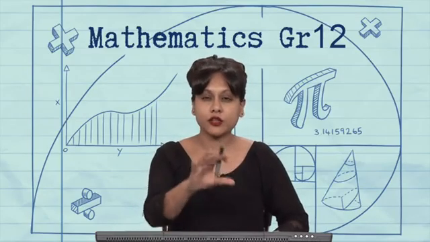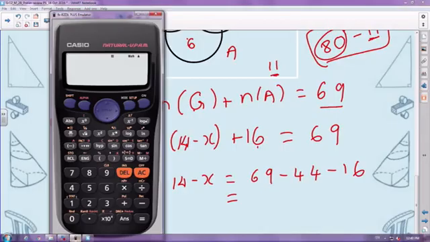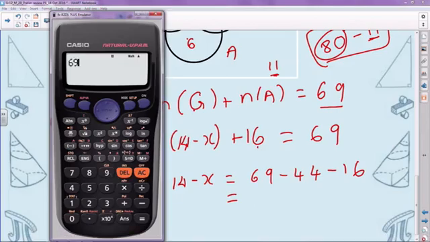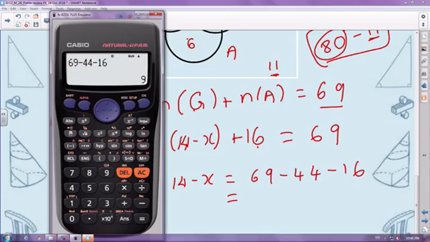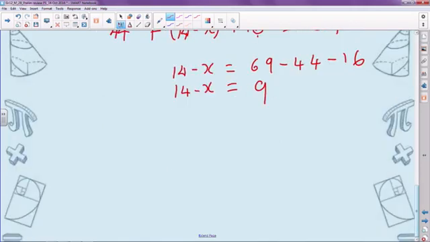Okay guys, so we're going to quickly put all of this into the calculator and then solve for x. So we've got 69 minus 44 minus 16 is equal to 9. So I have 14. Let's just write that down. So we've got 14 minus x is equal to 9 on the right-hand side. So therefore, if we solve for x, we're going to get negative x is equal to negative 5, since 9 minus 14 is negative 5. Therefore, dividing both sides by negative 1, we get x is equal to 5.